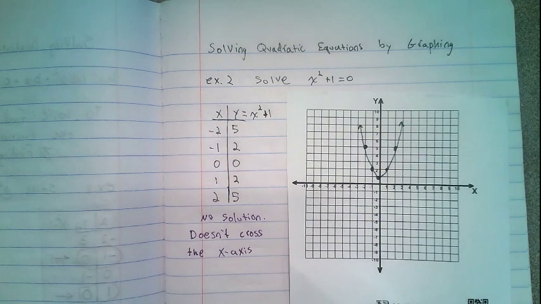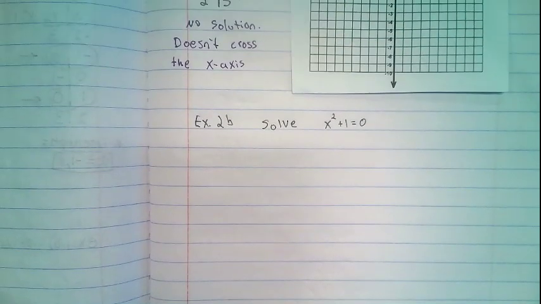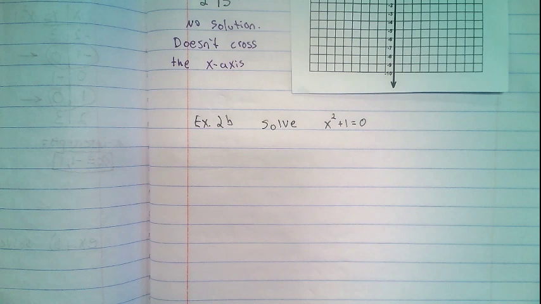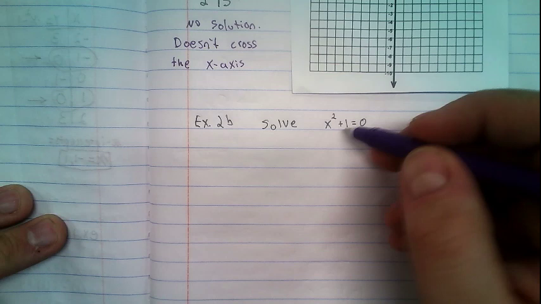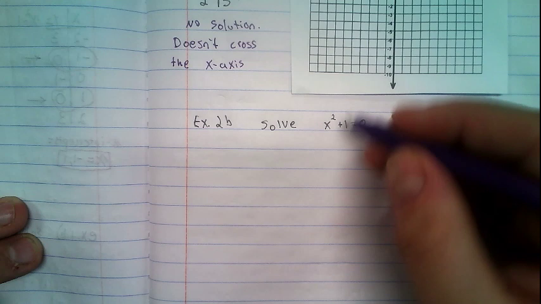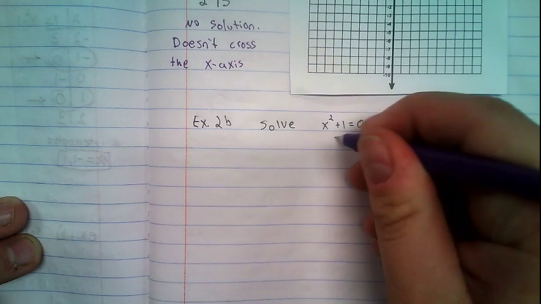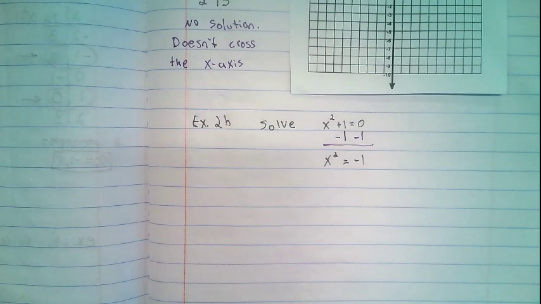And we're also going to do this one algebraically. So we're going to do it by taking the square root. So scrolling down a little bit, we've got example 2b, solve x squared plus 1 equals 0. Using the same steps, I want to get x by itself. I can do this because I don't have a middle term. It's not x squared plus 2x plus 1 equals 0, right? So I have x squared by itself. If I subtract 1 from both sides, I'm left with x squared equals -1. And then I take the square root from both sides.